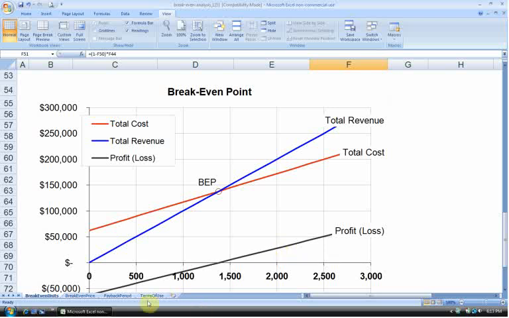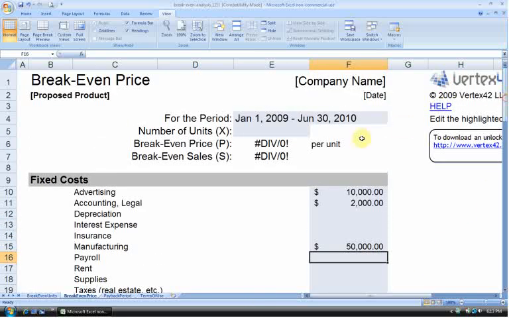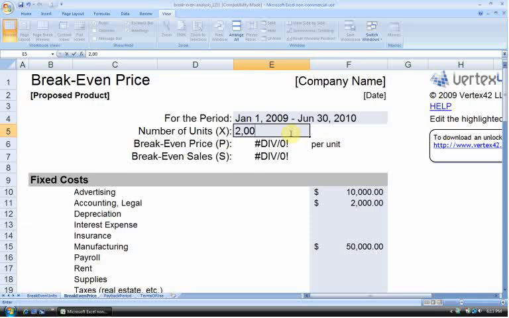Let's now move on to the second spreadsheet, which is the break-even price. Scroll up a little bit here, and in this particular spreadsheet, we're going to say, given certain sales, a certain number of units sold, we're going to figure out the price that we need to set it at in order to break even. So let's say, for example, that we're planning on selling 2,000 units.